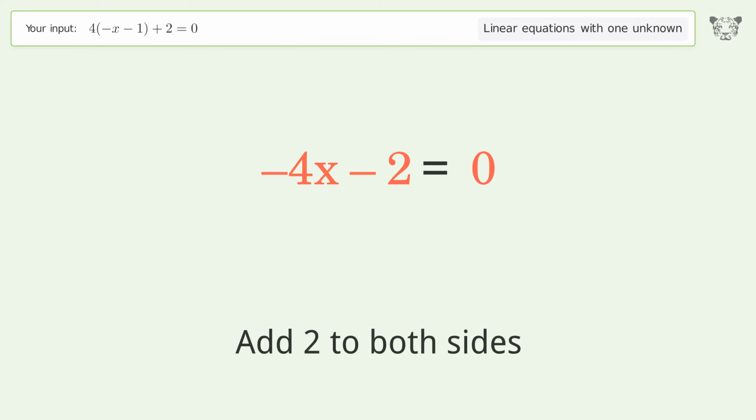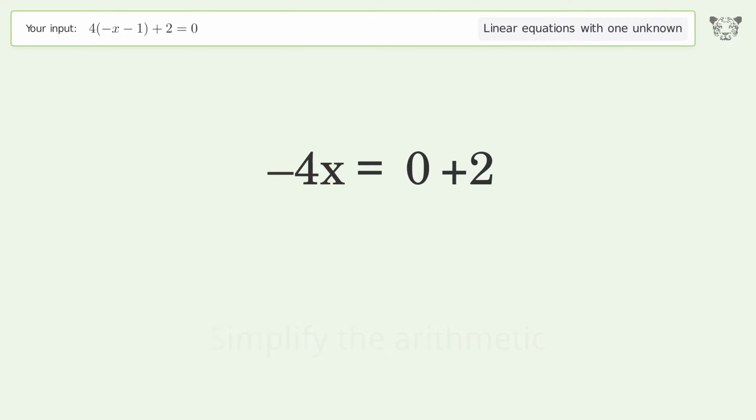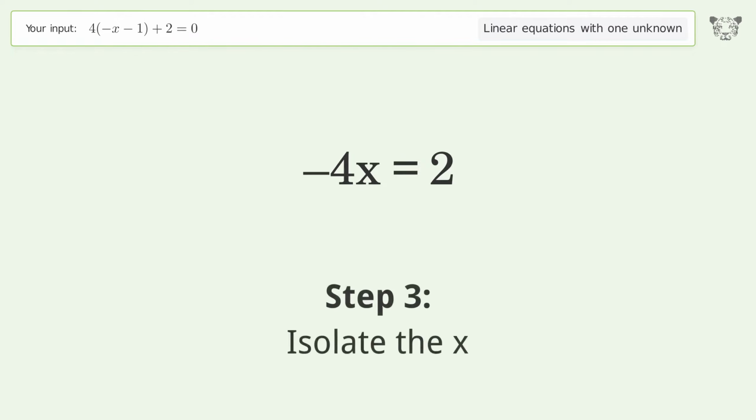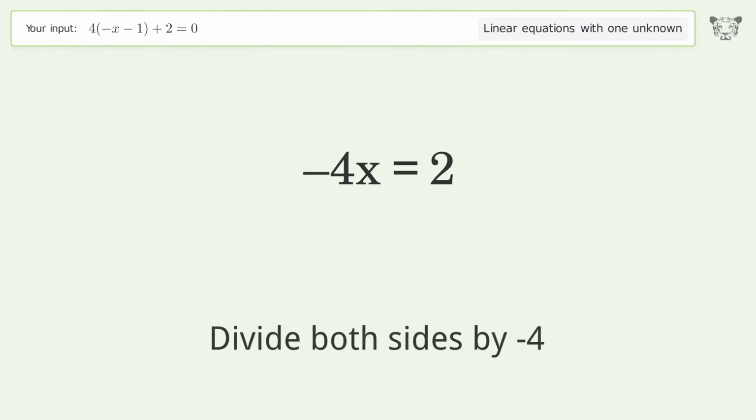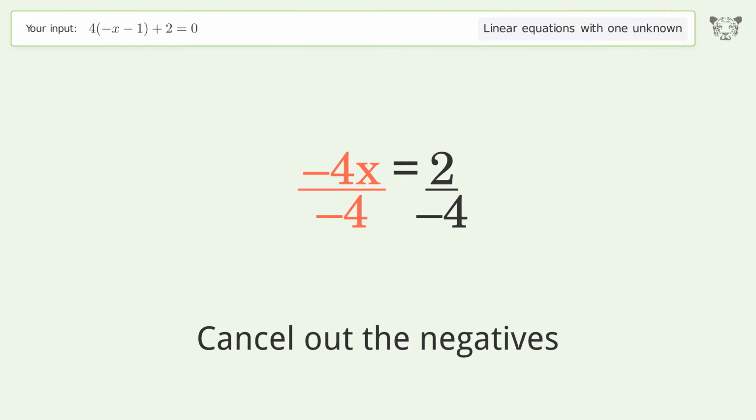Add 2 to both sides. Simplify the arithmetic. Isolate the x. Divide both sides by -4. Cancel out the negatives.